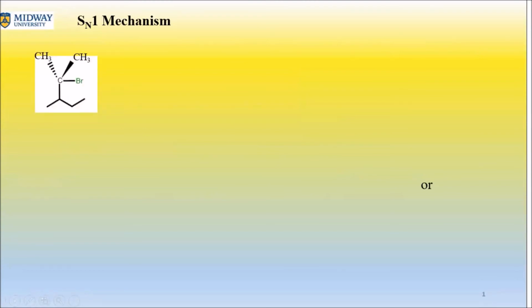Say you have a tertiary carbon substrate, like you see here, the carbon containing 3 bonds and a leaving group, neither of them are hydrogens, so that's a tertiary carbon substrate.